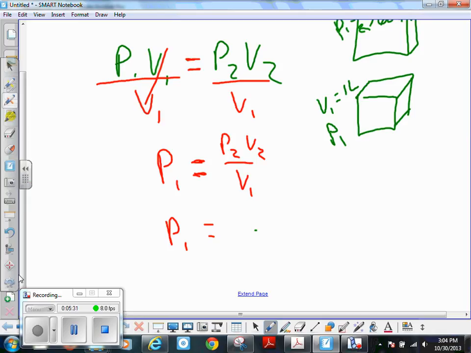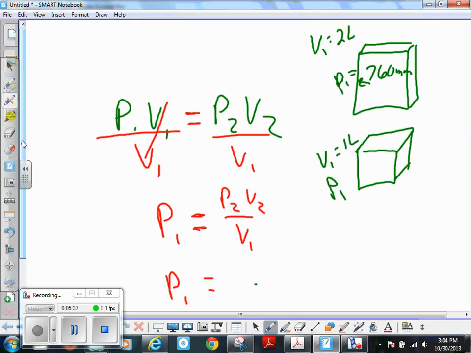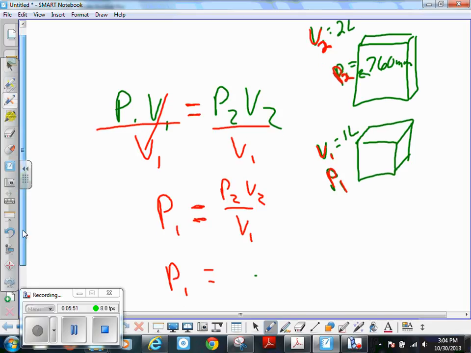Oh, I messed up here with my letters. I messed up with the variables. I mislabeled them in the beginning. This is actually V2, and this is P2. And so this is V1 and P1 here. So now we can fill in our numbers.